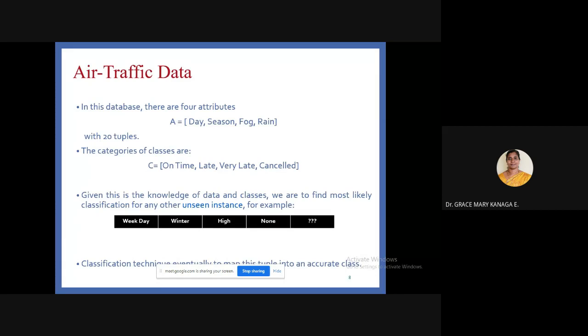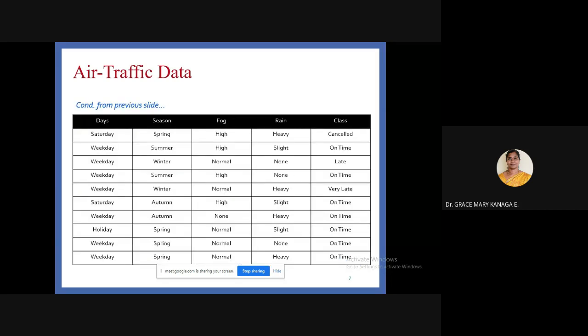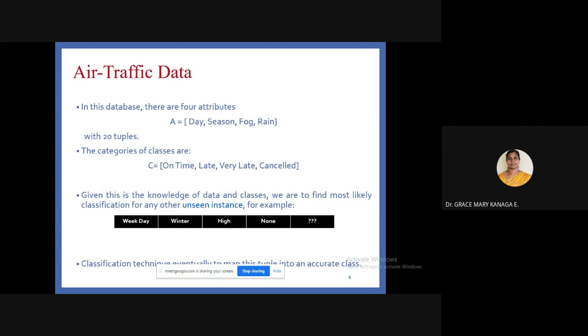So in this database there are 4 attributes, that is day, season, fog, and rain, with 20 records or tuples. And the categories of classes are on time, late, very late. One more class is also there, that is cancelled. So cancelled is also there.